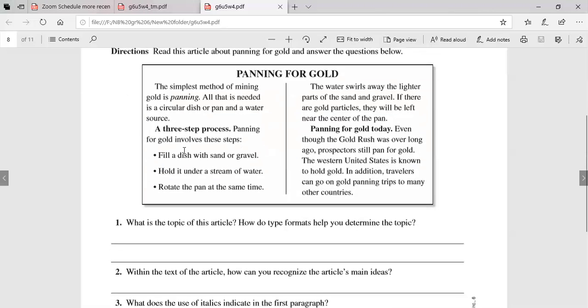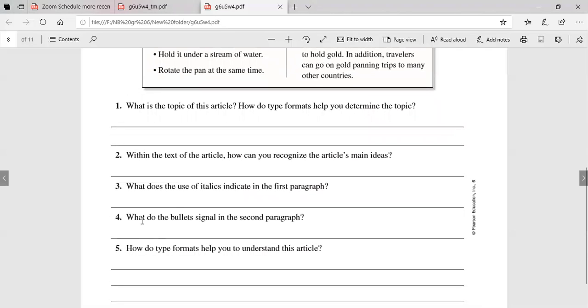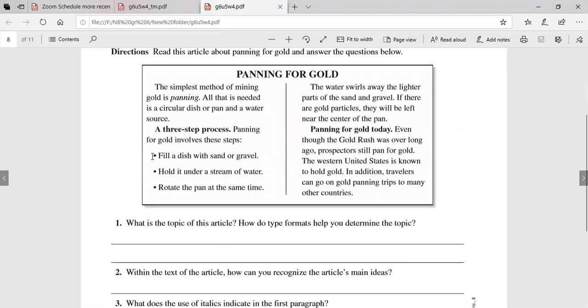Good. Number 4. What do the bullets signal in the second paragraph? Second paragraph, bullets. It's kind of bullet points. And what do they signify? Where did they put the bullets? They put the bullets only on this paragraph, not on this paragraph. You ask yourself why? Because they are here to give detail to the main idea.